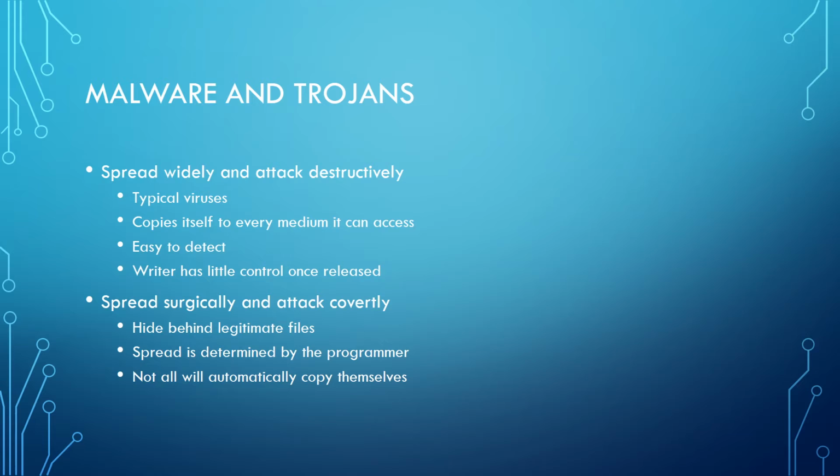Before we get started talking about WannaCry, I think we should develop a baseline on malware and Trojans. Now, malware can be classified into two very broad categories, one of which is they spread widely and attack destructively. These are your typical viruses. It copies itself to every medium it can access, all USBs. They're typically easy to detect because you can notice something's wrong in your system.